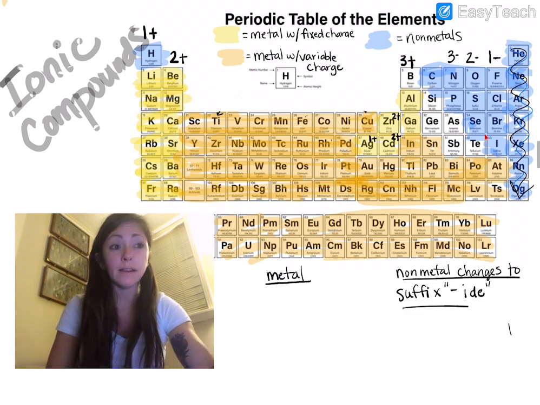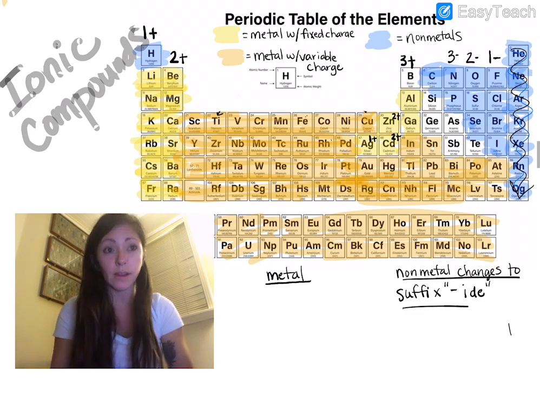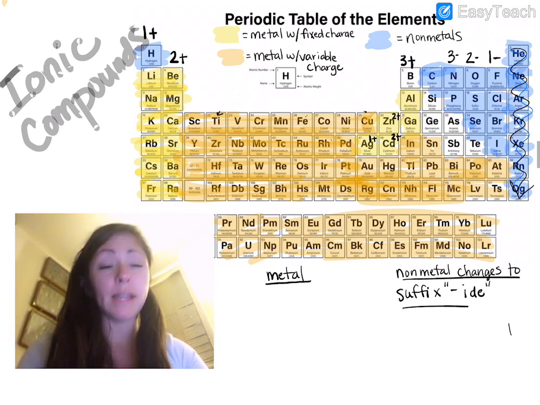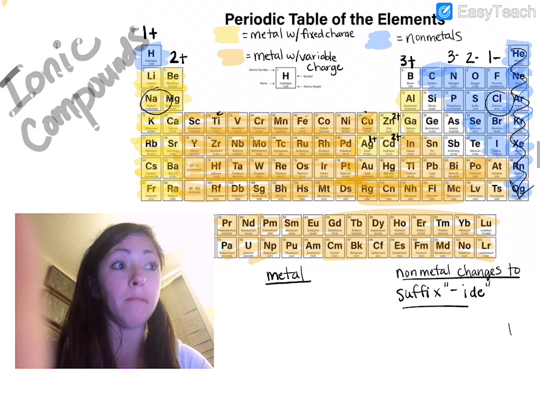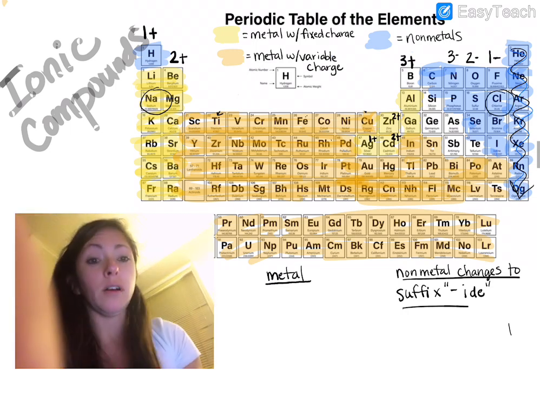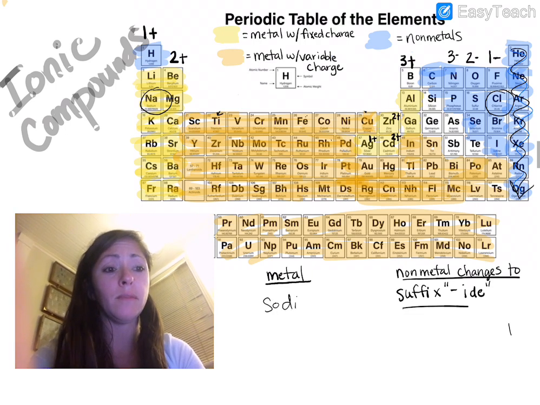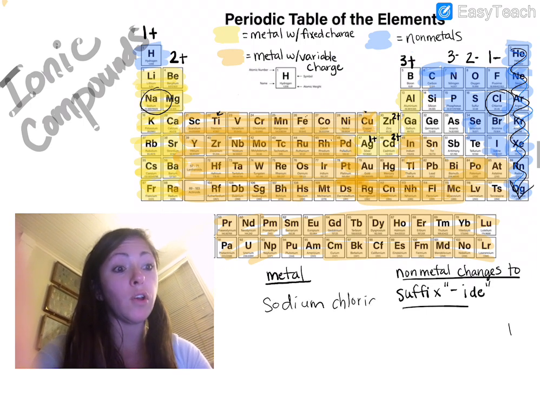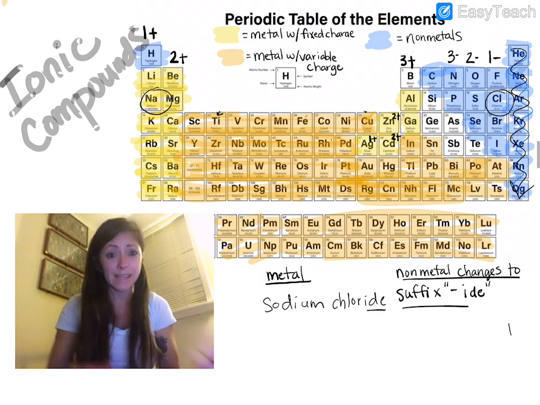These, their ending will change to IDE, okay? So what that looks like would be, for example, with the combination of, let's say we have sodium and chlorine, which is a very popular ionic compound, which is table salt. So the metal is sodium. We don't change the ending. And then chlorine would become chloride, okay? So the ending is no longer INE, it's IDE, all right?